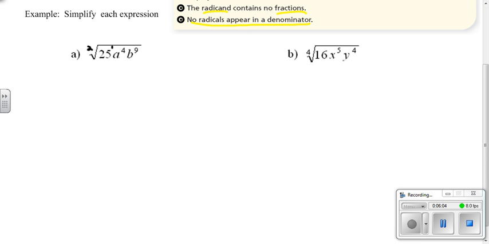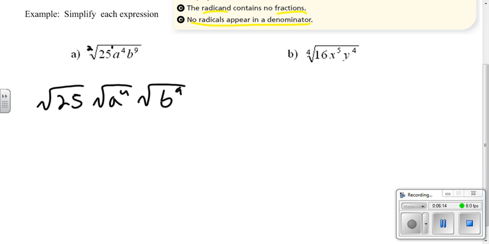Another way to look at this would be just to split them up into their individual pieces. So square root of 25, square root of a to the 4th, and square root of b to the 9th. Once we have it here, we can recognize that square root of 25 is 5, and recognizing that this is still the 2, we have a to the 4 over 2, which we determined was a to the 2, or a squared.